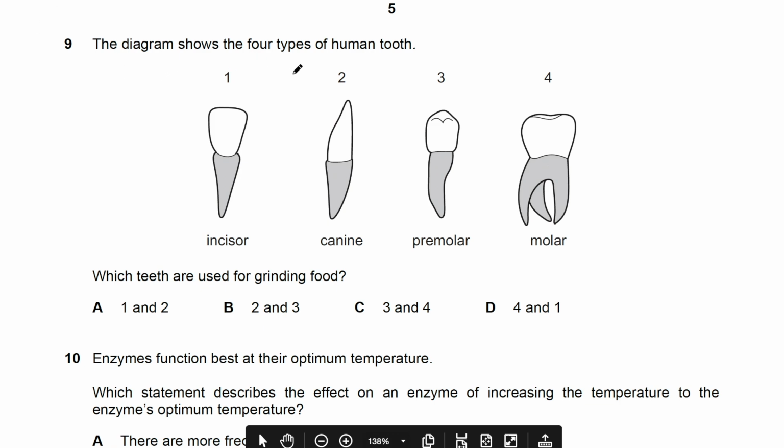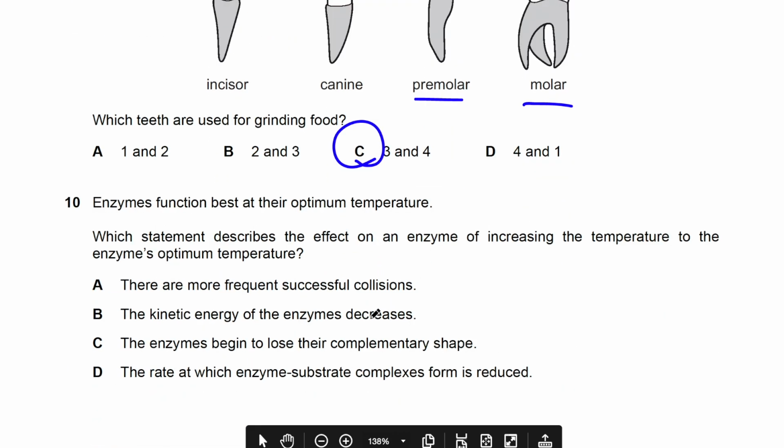The diagram shows the 4 types of a human tooth: incisor, canine, premolar, and molar. Which teeth are used for grinding food? Very simple and basic information. For incisor and canine, sure, they're for biting and cutting food. So we have to think about premolar and molar. The right answer quickly, circle please, C. Let's move to question number 10.